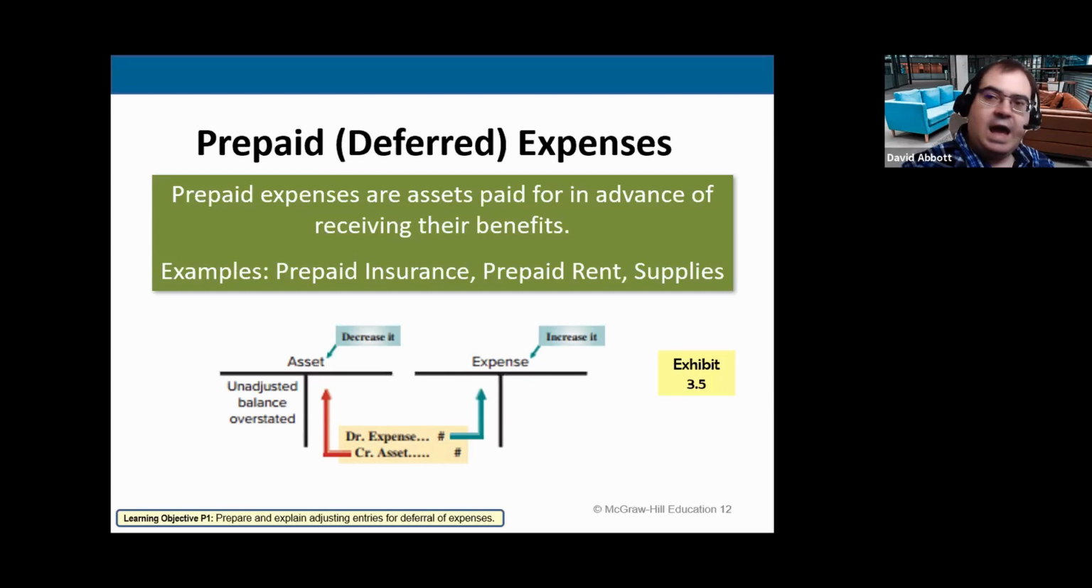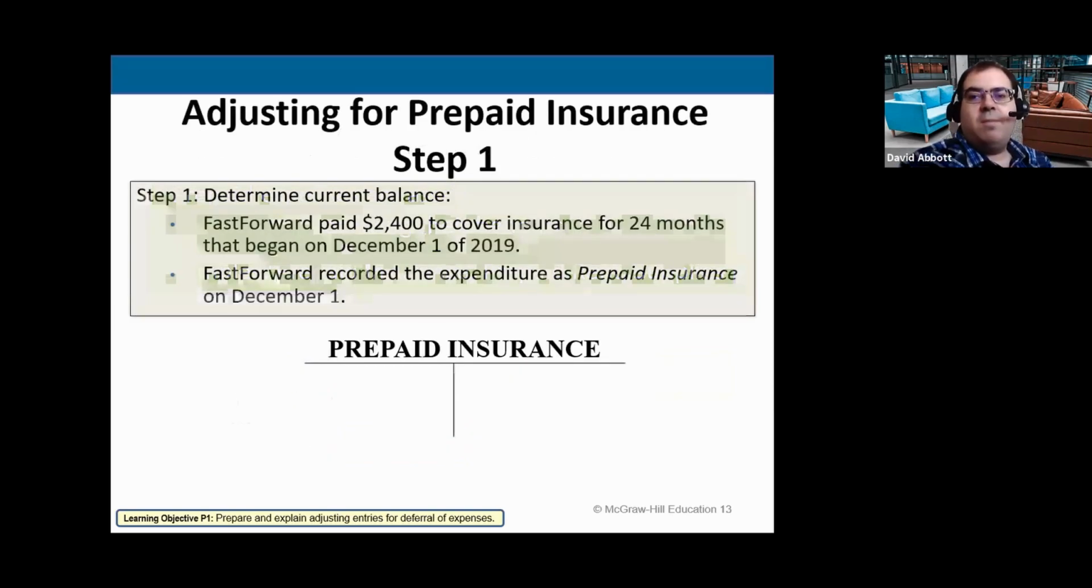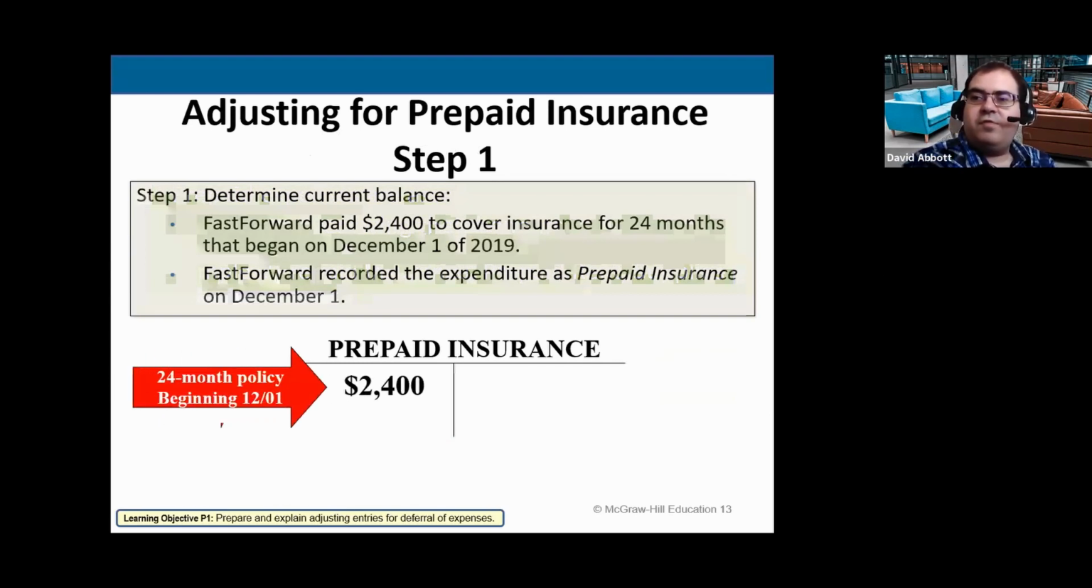So let's look at an example. Determine the current balance. Fast Forward paid $2,400 to cover insurance for 24 months that began on December 1st of 2019. Fast Forward recorded the expenditure as prepaid insurance on December 1st. So they credited cash for $2,400 because they paid cash, and then they were able to debit prepaid insurance because that's what they received.